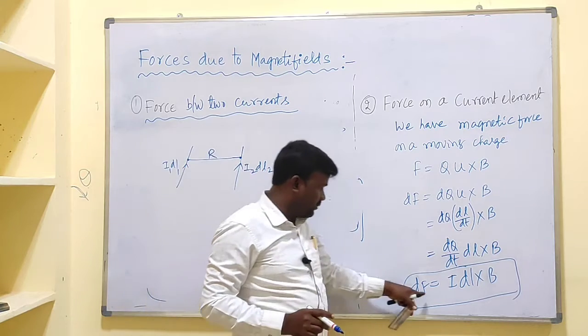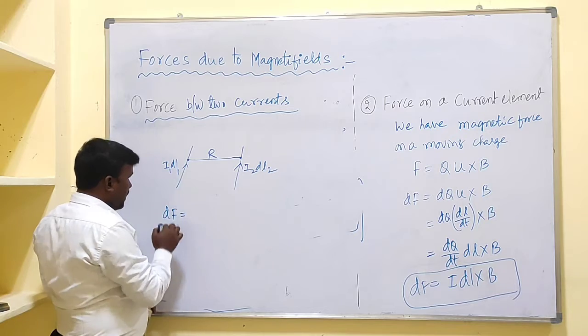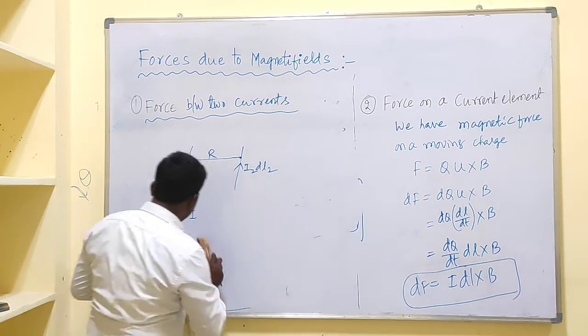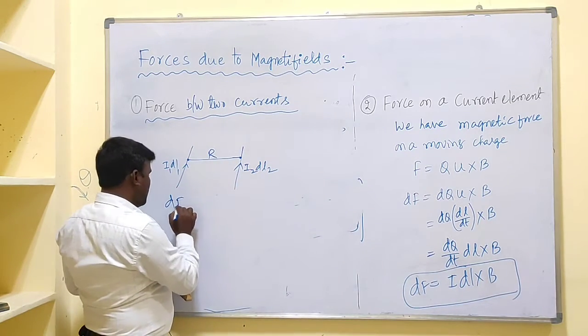As there exists a current element, what about the force? Force on the first current element. From this I can write, basically, the force on a current element is given by df equal to what?